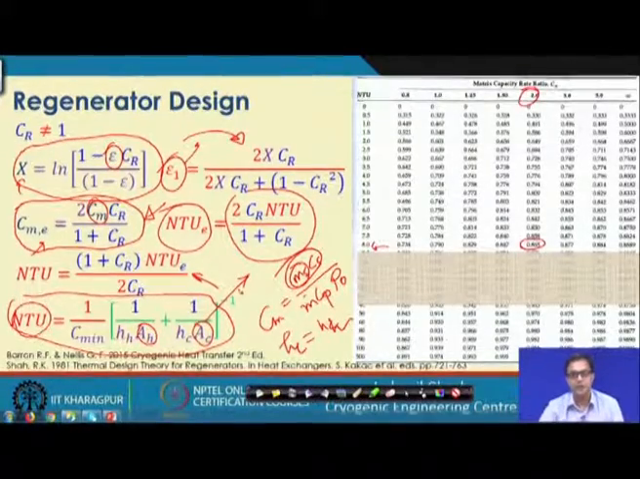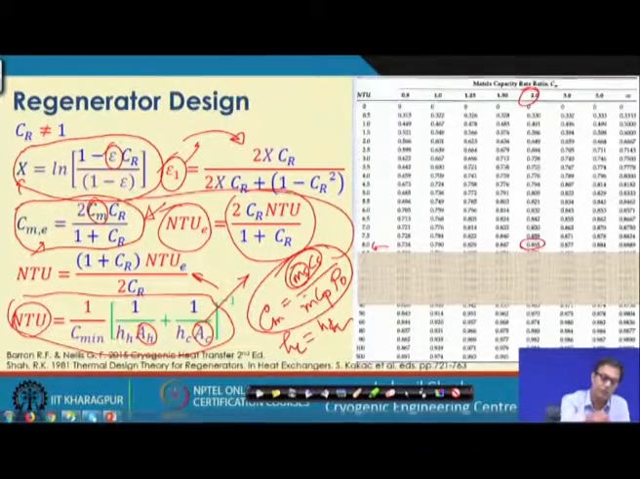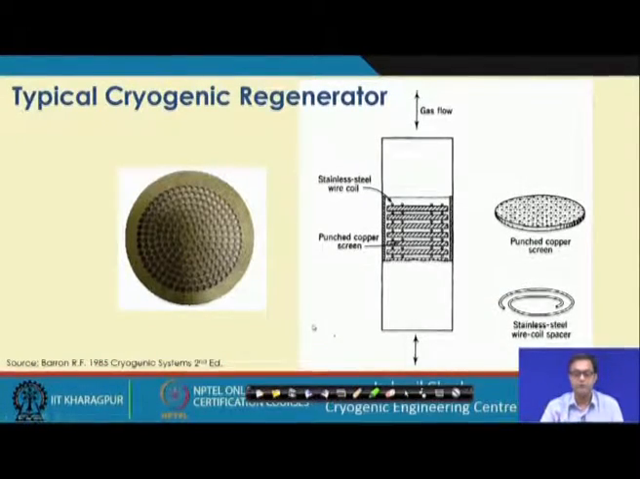Once this area is known, we can also find out the amount of material involved with that regenerator, and when we know the material we get a value of the Cm. If it is a good guess, the number of iterations will be small, otherwise with that value we have to go back to this step and make an iterative solution. Now we will go to the next slide.